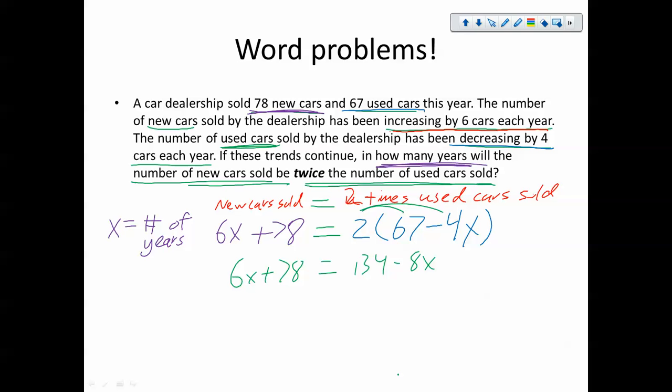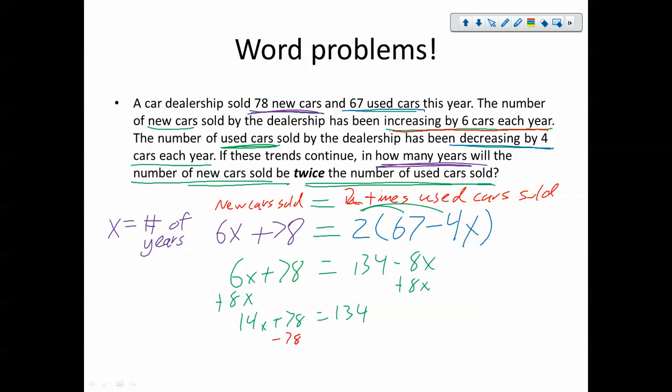And let's see. Let's get all the variables on one side. I can recognize that if I move the negative 8x here and I add it to both sides, I'll end up with a positive number over here. That's generally a way to make it easier. So this is 14x plus 78 equals 134. And from here on in, it's same old, same old.